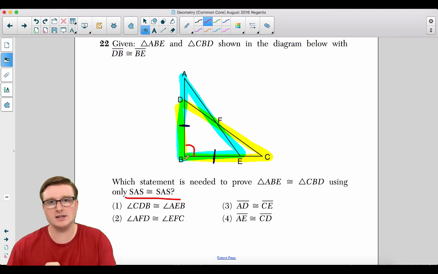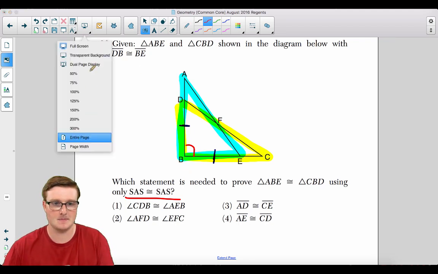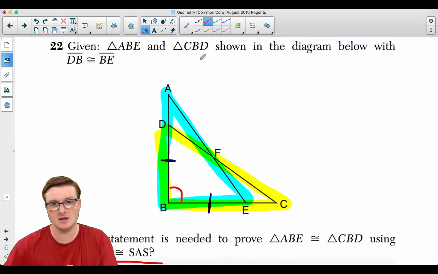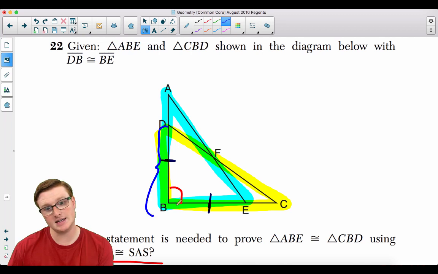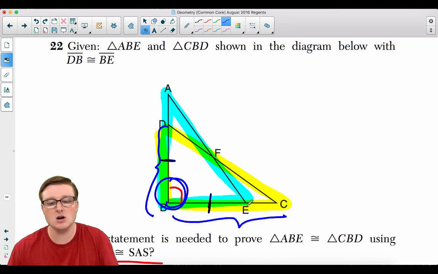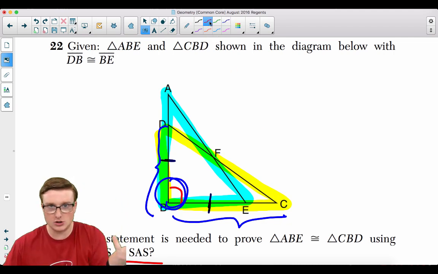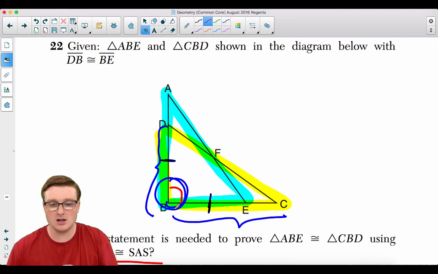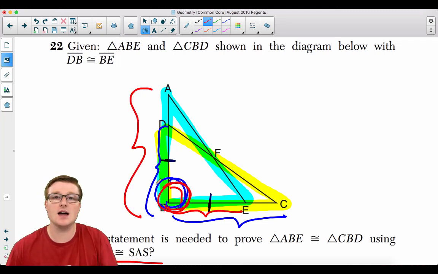I want you to notice this, and it's very tricky to see, but I need you to notice this. Look at the yellow triangle. This is your side, that's your angle, and this BC is your side length. But the problem is we have BE. We're missing the length of EC. And it's the same deal with the other triangle. If you look at the blue triangle, we have the side, and then we have the angle, then we have the side, but again, we're missing the length of AD.